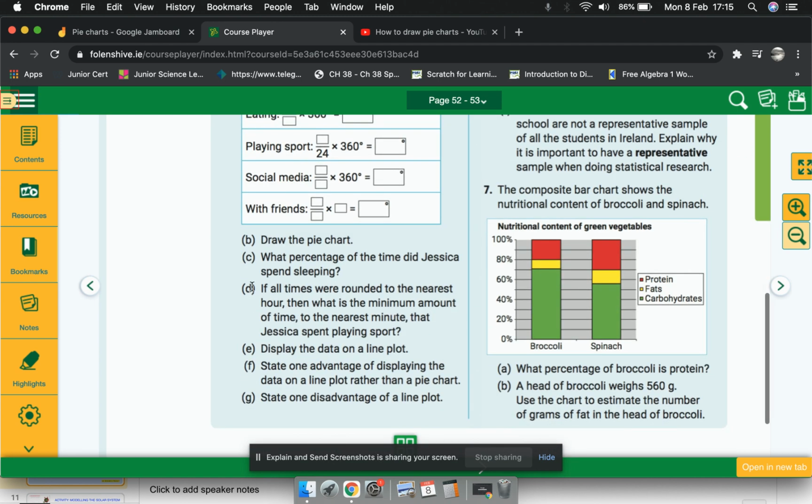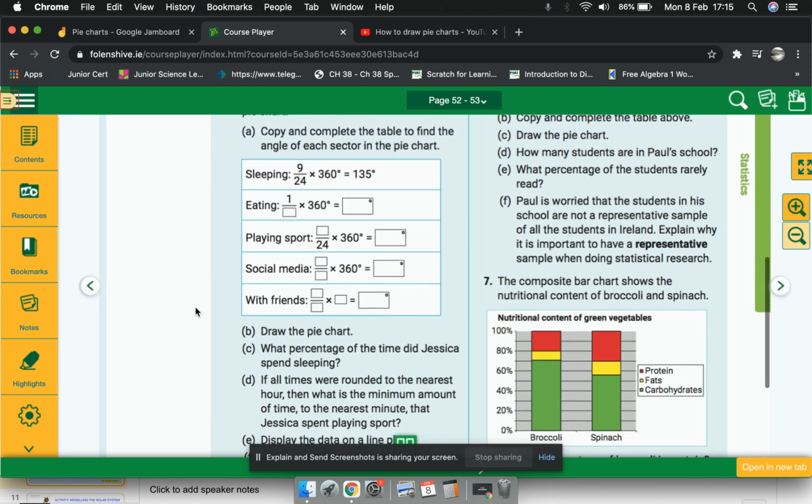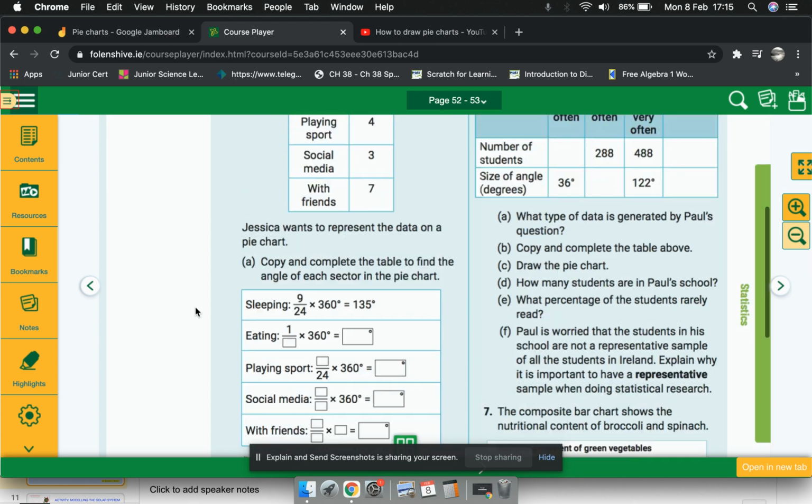The next thing then is part D. This is a bit of a tricky one here. If all times were rounded to the nearest hour, that's okay. What do I mean by that? Then what is the minimum amount of time to the nearest minute that Jessica spent playing sport? Okay, so we go up here a second and let's figure out what the first line means. If all times were rounded to the nearest hour.